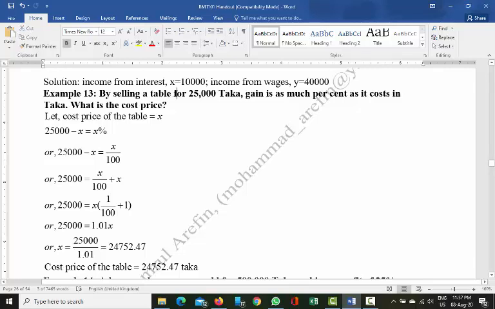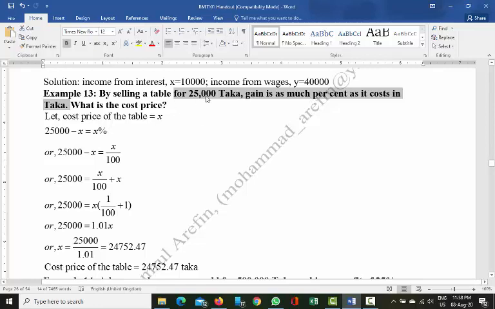So by selling a table for 25,000 taka, gain means profit or return. Gain is as much percentage as it cost in taka. So cost of the table is x taka, so gain is also x percentage. So if the cost is x, gain is also x percentage.